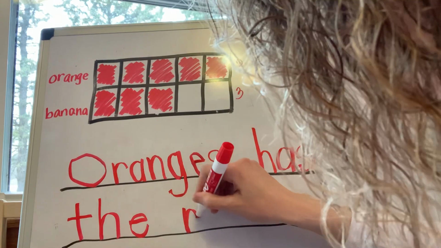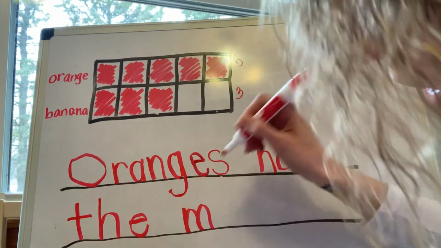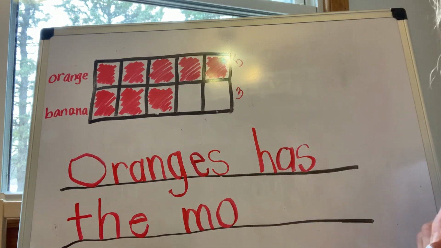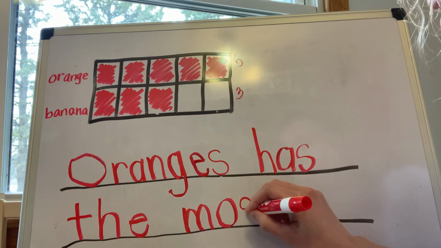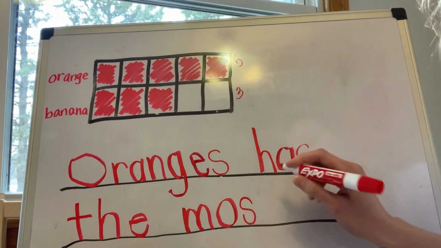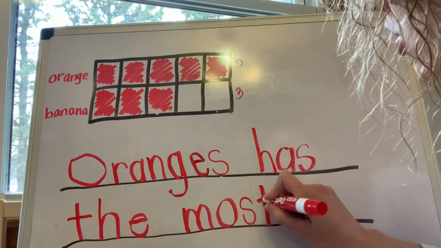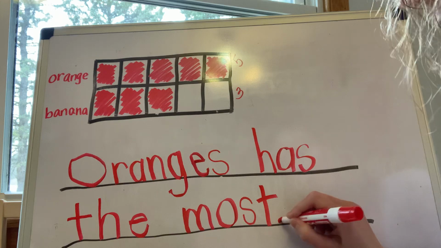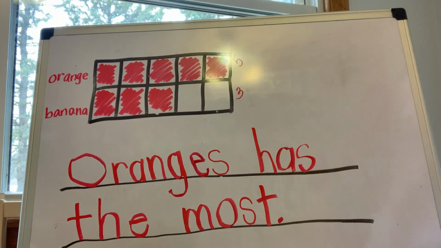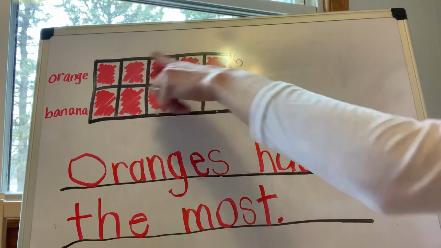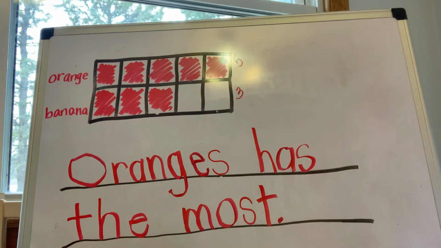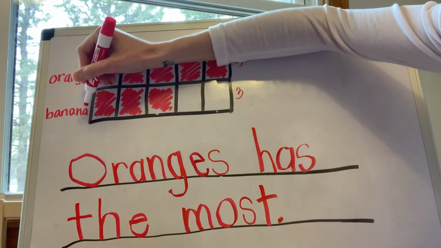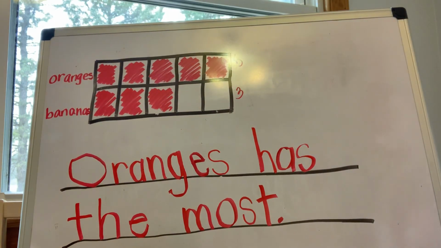Now I need to leave a space and write most. I hear the letter M. O. Most. S. Most. T. Now it should make sense. Oranges has the most. Yep, I need a period. And all I did was just sound that out. And that is correct. Orange does have the most. So people who like oranges have the most tags. I can write oranges, bananas, put S's on there.